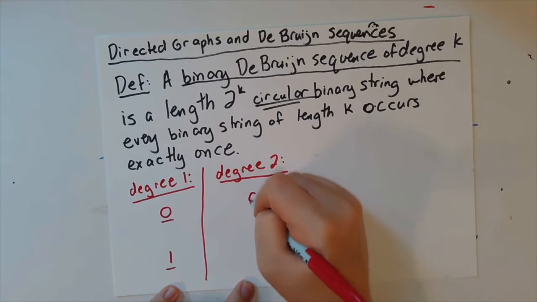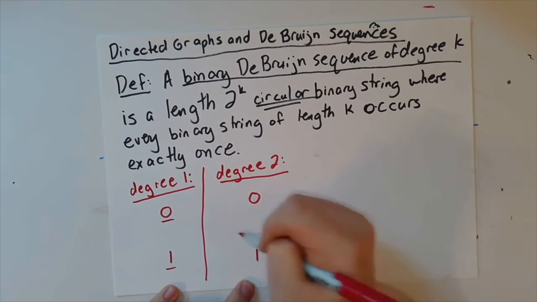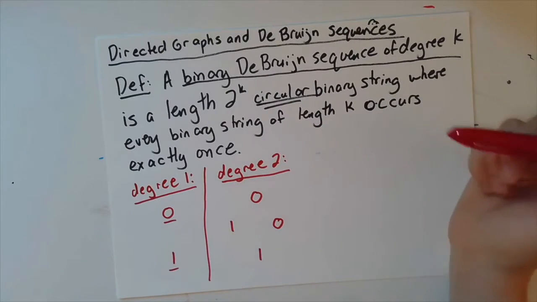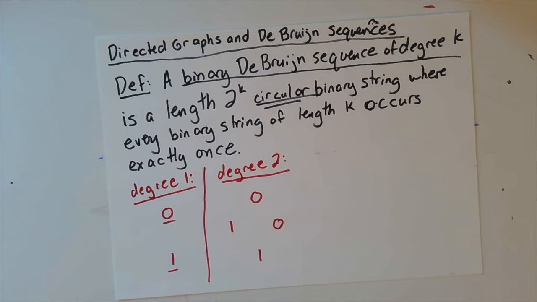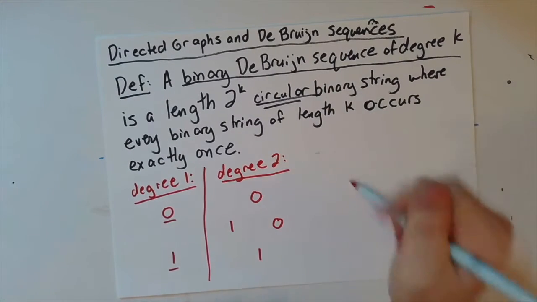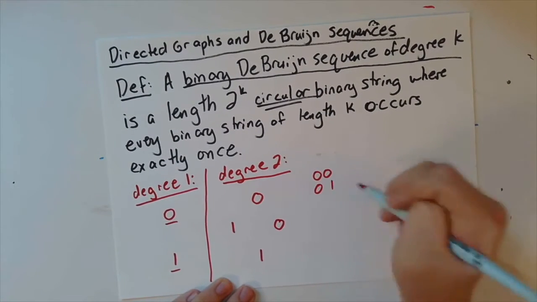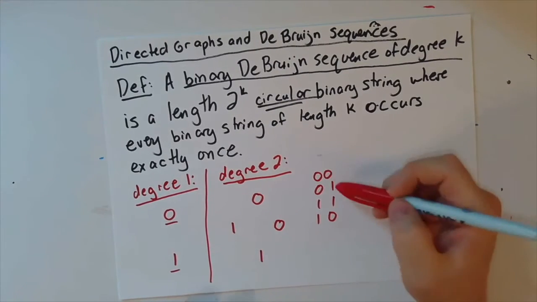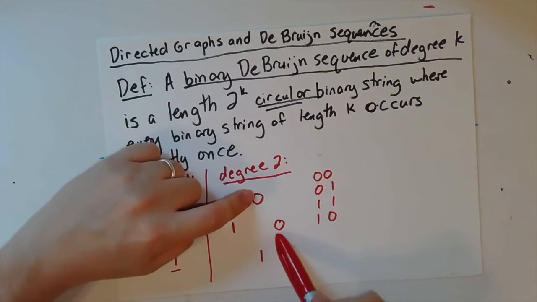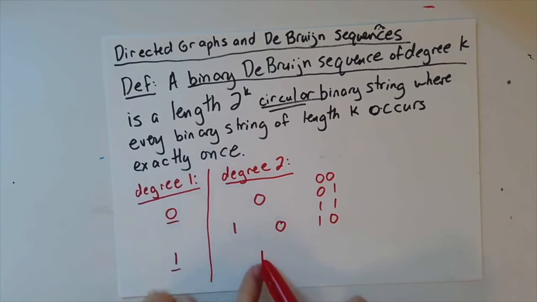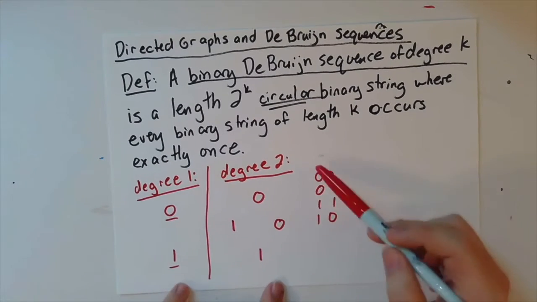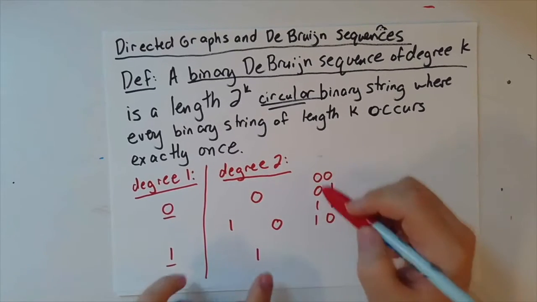Okay, so I claim that this is a binary de Bruijn sequence of degree 2. Note it has 2 squared, which is 4 bits in it. And what are the 4 length 2 bit strings? Well, they're 0 0, 0 1, 1 1, and 1 0. And if you look at these, you can read them off. There's 0 0, 0 1, 1 1, 1 0. And if you kept reading around again, you just repeat through these same strings. Okay, and so this is all 4 of them.